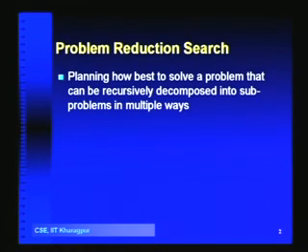So, problem reduction search can be broadly defined as planning how best to solve a problem that can be recursively decomposed into subproblems in multiple ways. So, we can solve the same problem by decomposition. There are more than one decompositions of the same problem, and we have to decide which is the best way to decompose the problem, so that the total solution cost, quality of solution or the effort of searching is minimized.